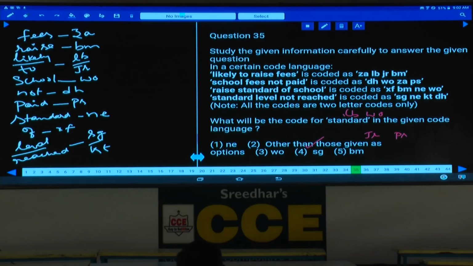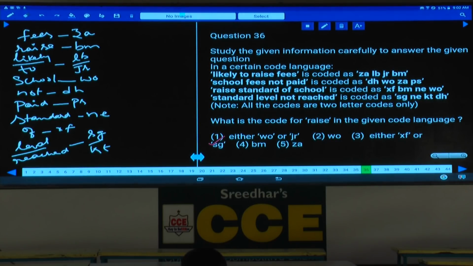Then 35. What will be the code for standard? What is the code for this word standard here? NE, choice 1. Then question number 36, what is the code for rise? Tell me, what is the code for rise here? Rise is BM, that is choice 4.